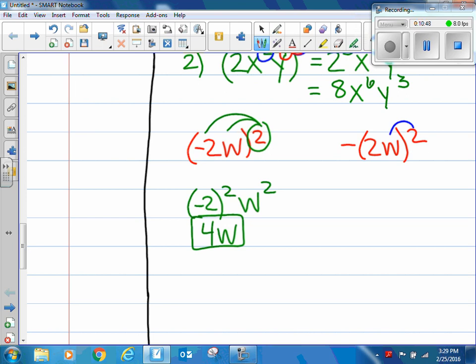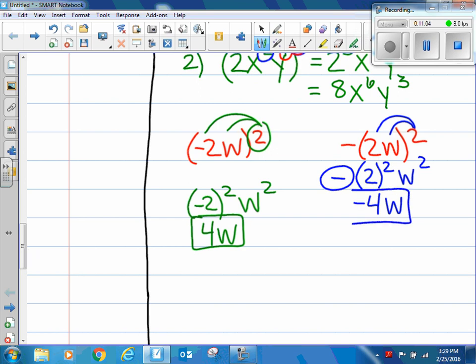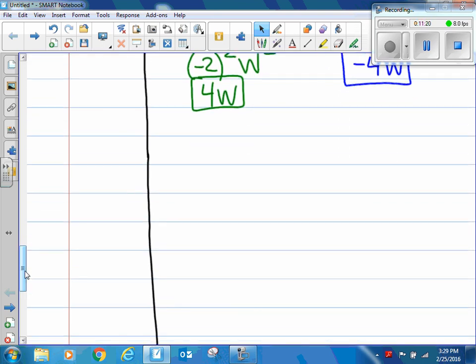Over here, bring down this negative, I have 2 squared w squared. Well, 2 times 2 is 4w, but this negative right here has to come down in front. So now over here I have negative 4w. So this goes back to this thing where I talk about how you have to be very careful with your negatives and making sure that if that's a negative 2 that goes in parentheses, especially when you're inputting these things into the calculator. Okay, so the final thing we're going to do is we're going to just look at examples of all three.